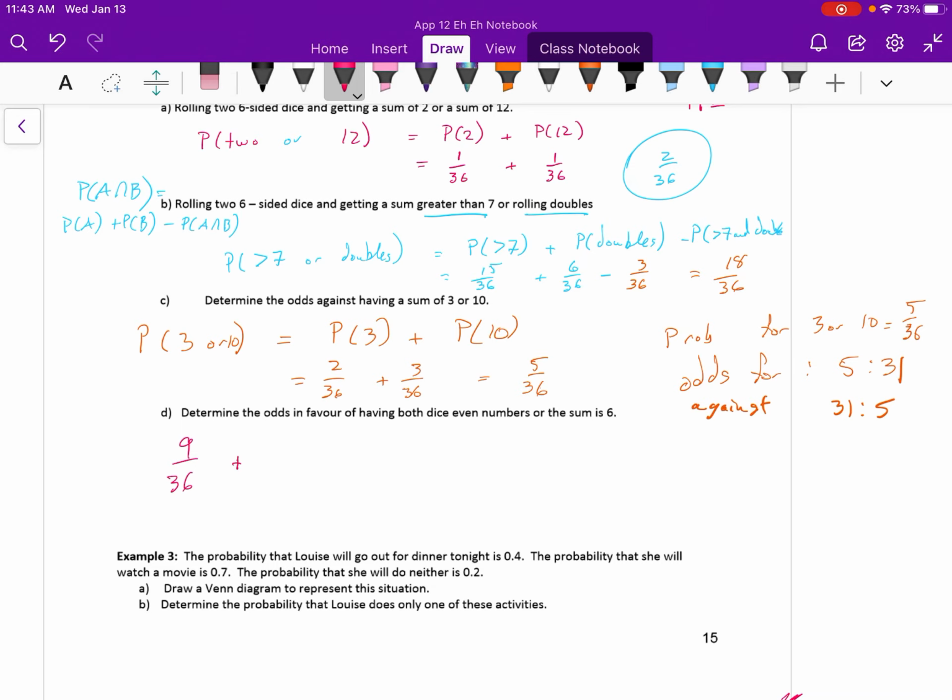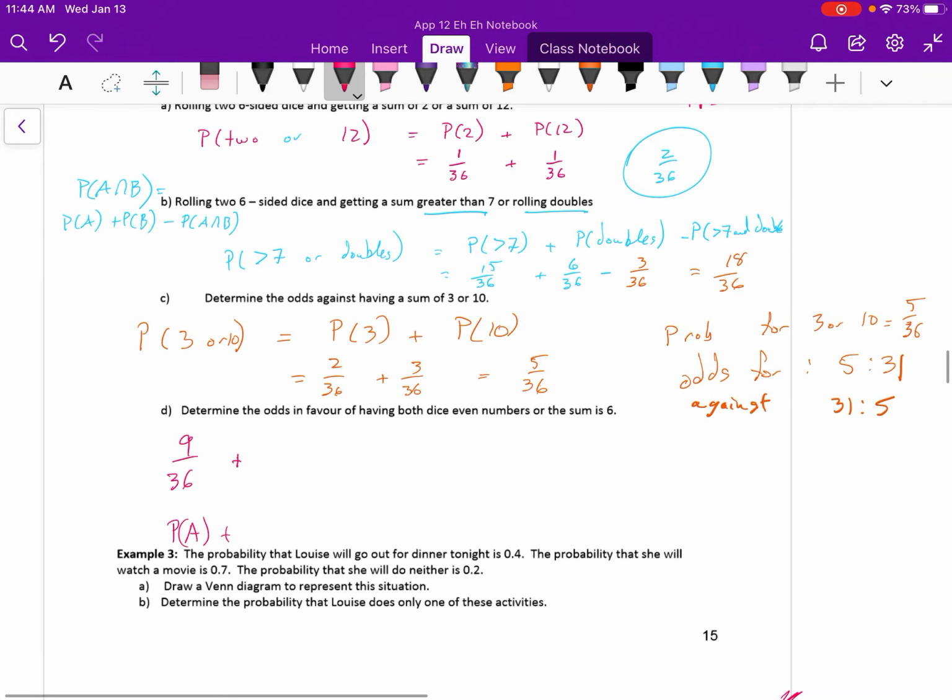Now, I'm having a hard time picking this apart. Both dice even or a sum of 6. I don't know if they're mutually exclusive or not. And I actually do, but let's pretend I don't. I can still use the probability of A plus the probability of B minus the probability of A and B. And we're still going to use that because if they're mutually exclusive, this last part will just disappear.